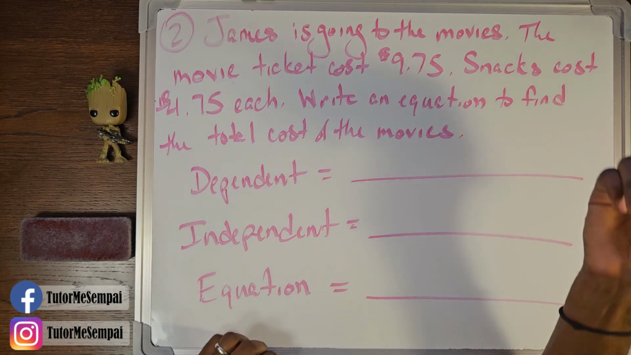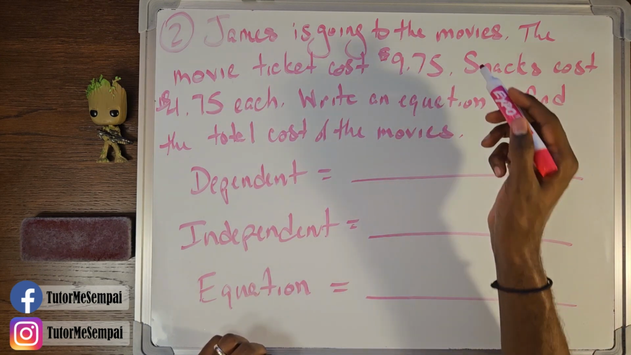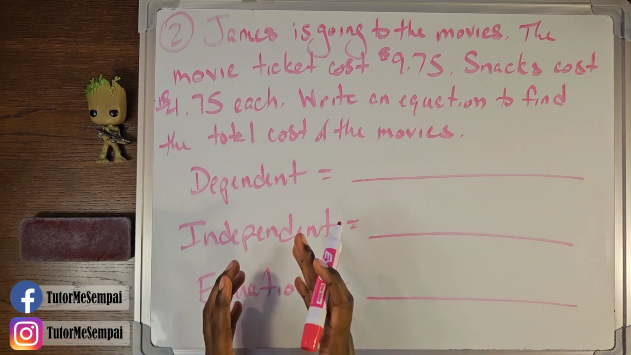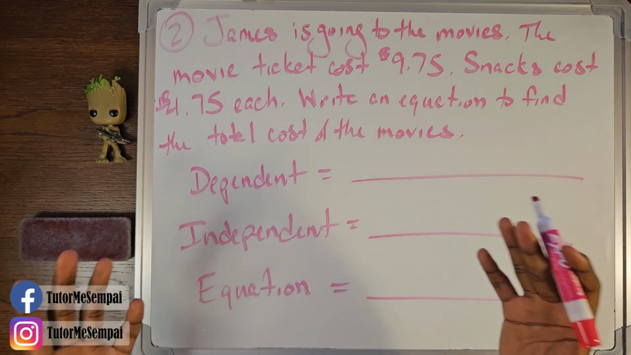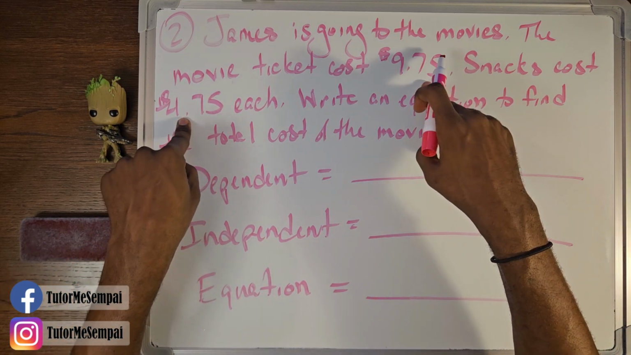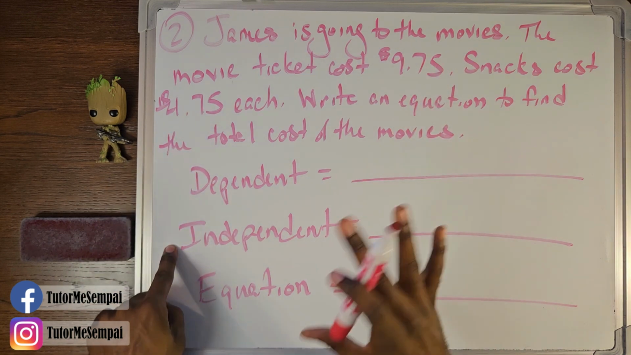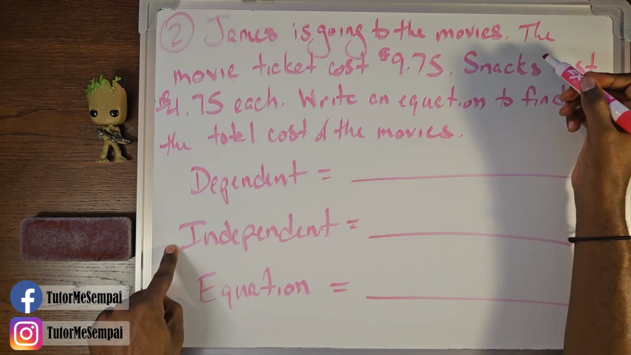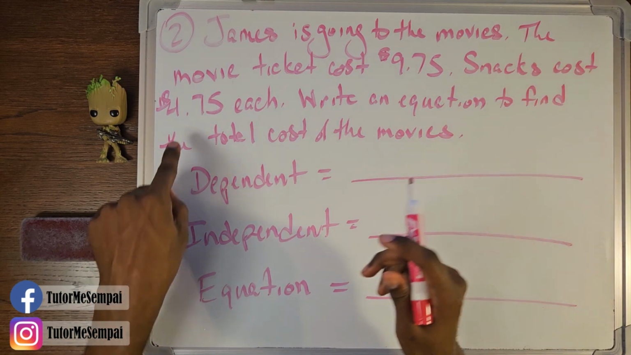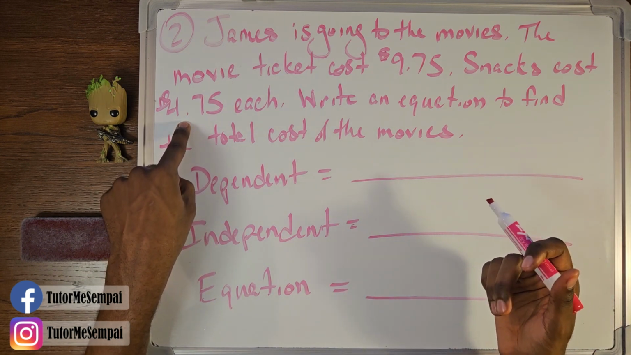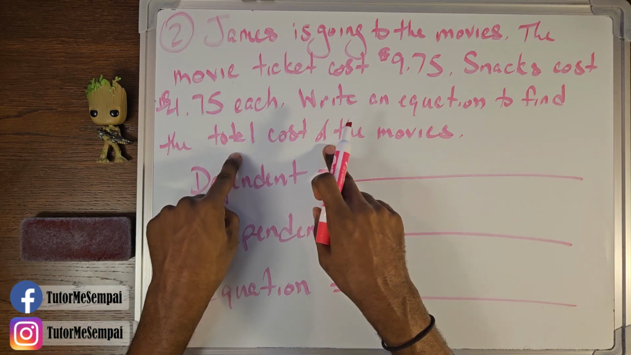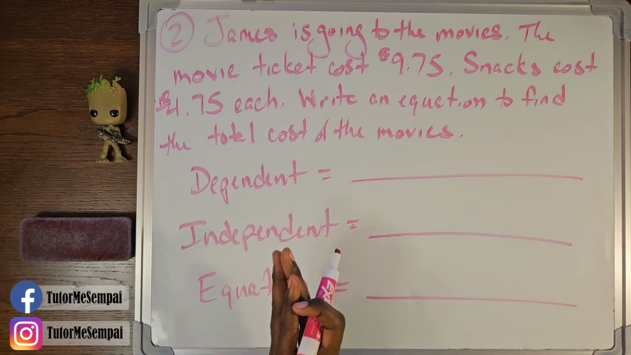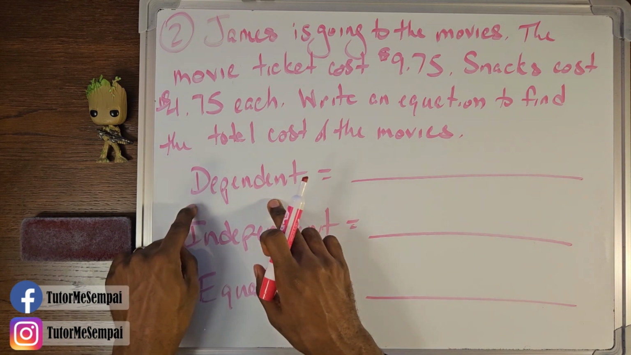So looking at this, we see we have numbers here again, $9.75 and we have $4.75. Are any of those going to be our dependent or independent variables? No. These are actual constants, so they're not going to be variables. So don't get caught up there. Let's read a little bit into this example. So we have snacks costing that much each. And we know that we want to find the total cost of the movie. So the total cost and the amount of snacks we buy. Those sound like variables. But which one is going to be dependent and which one is going to be independent?